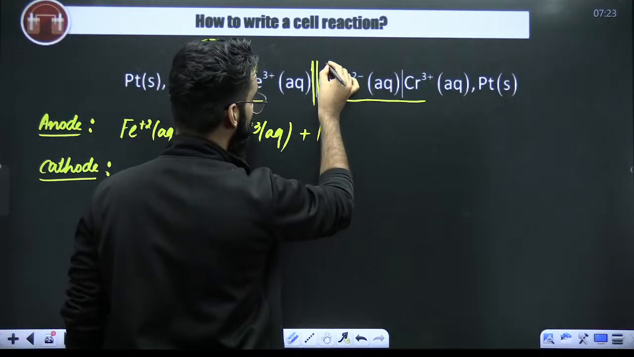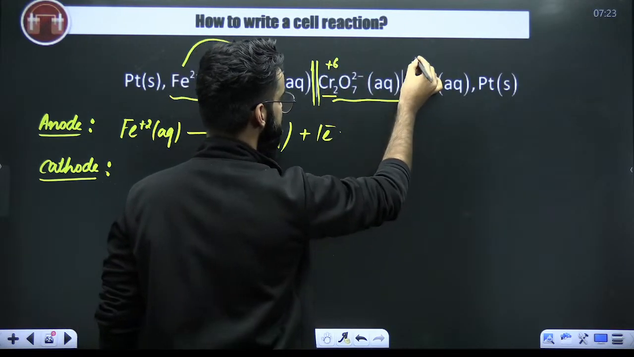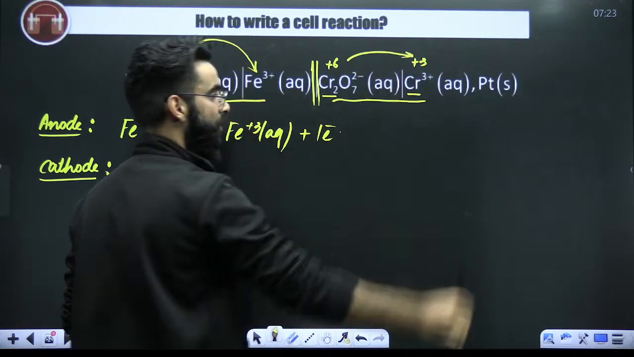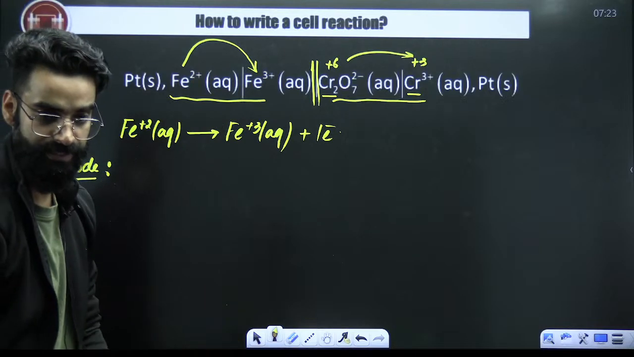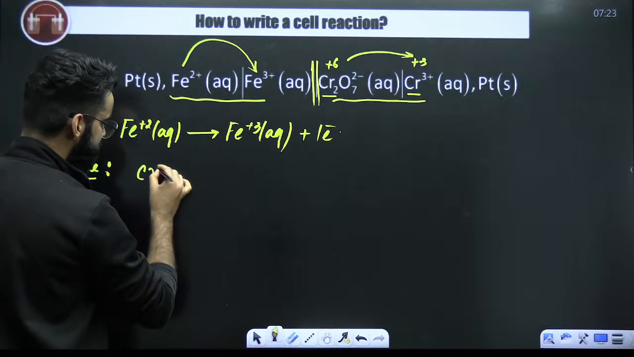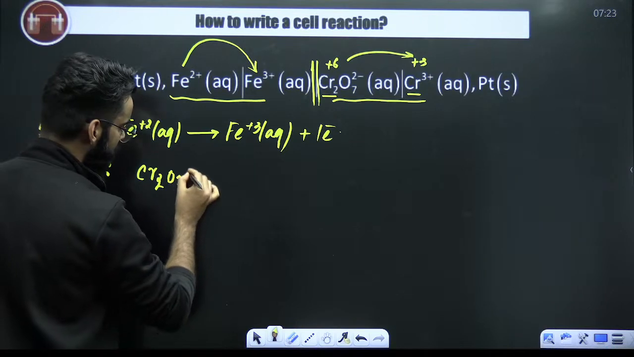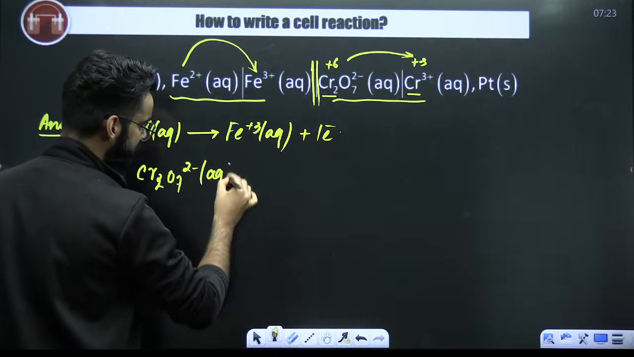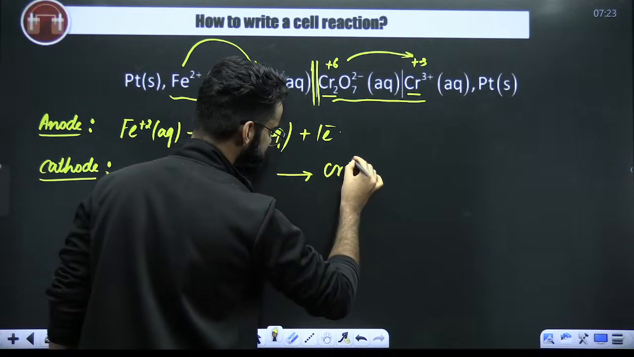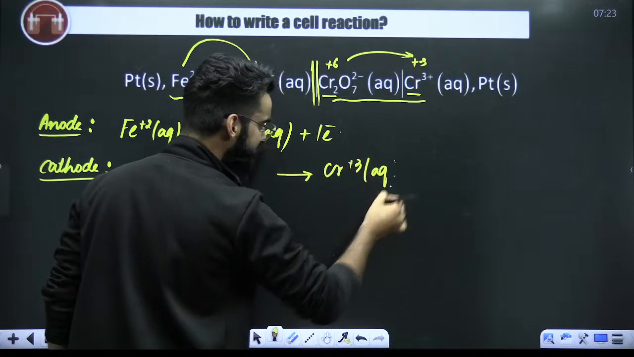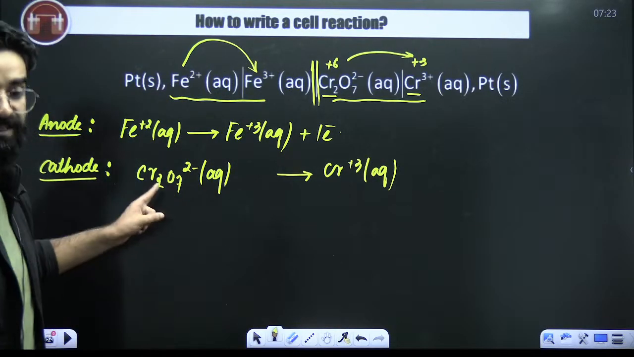Try to understand. Oxidation state here is plus 6. Here it is plus 3. So plus 6 to plus 3, decrease in the oxidation state. Reduction, gain of electrons. So I would say, when Cr2O7 2- will be getting converted into Cr3+, definitely this Cr2O7 2- will be gaining some electrons.